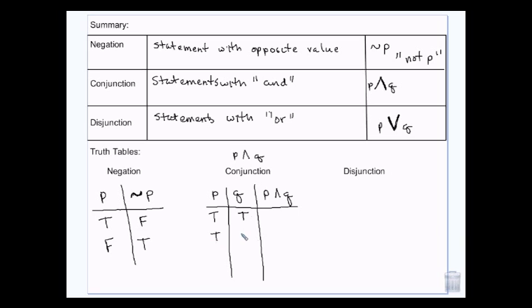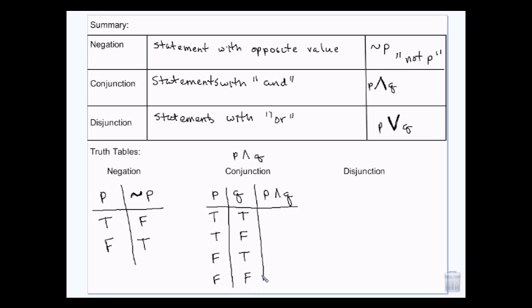Or I can have a true P and a false Q. Those are my two combinations. And then if I start with a false P, I could have a false P and a true Q, or I could have a false P and a false Q. So these are all of my possible combinations for P and Q together.